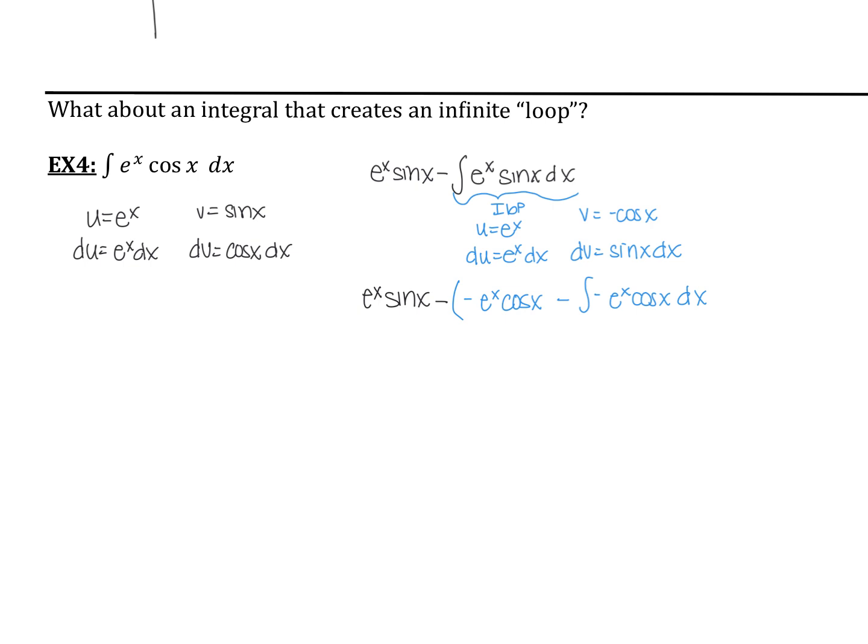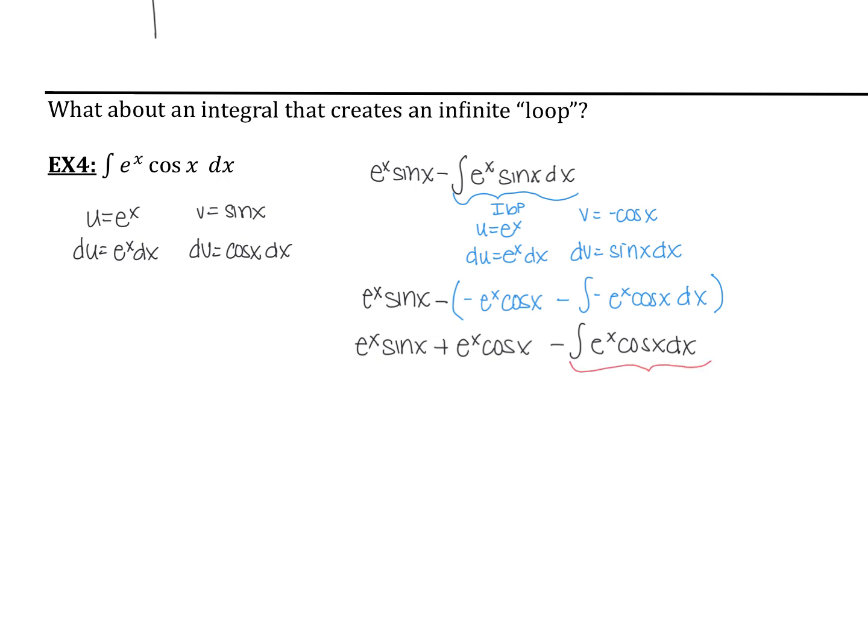Let's clean this up just a bit. So I have e to the x sine of x minus, are you okay if I do plus e to the x cos x? This would be minus the integral of e to the x cos x dx. Are you good with that? Do you see I combined those to make them positive, but then when I distributed my negative, it made it negative again? Okay, what do you notice?